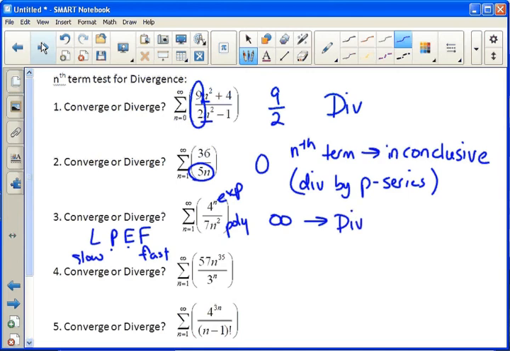Okay, number 4, we have the opposite. We have a polynomial on top, and we have an exponential on the bottom. So this one is actually going towards 0, which means nth term is inconclusive. And I think the only way we could solve that one would be a very, very, very massive integration by parts, and there's just no reason to worry about it. So we're not going to.